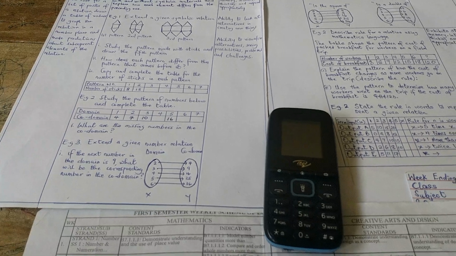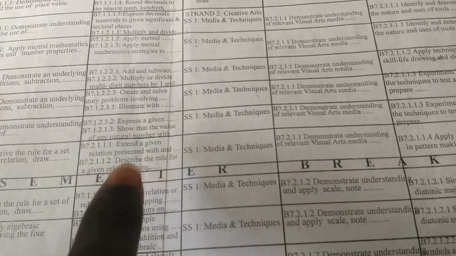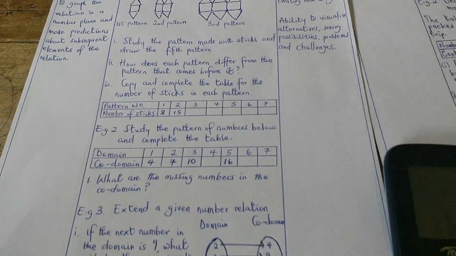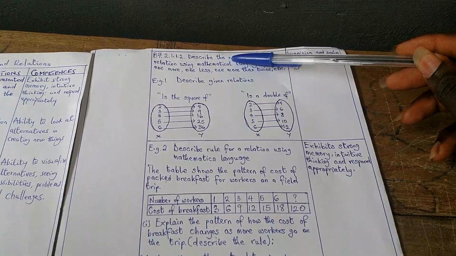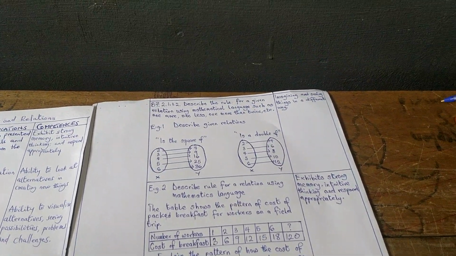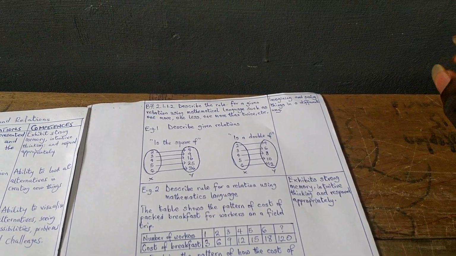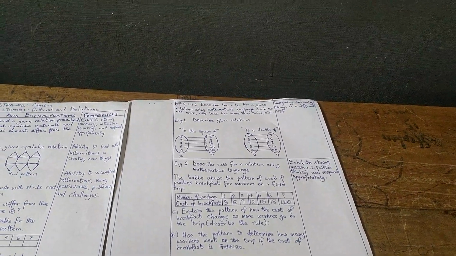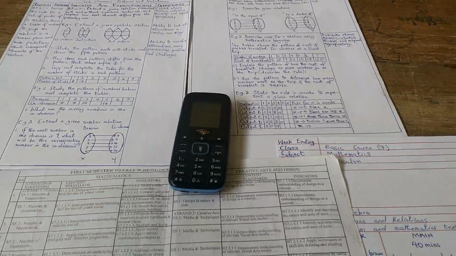And also, when you come down there, you can see written: describe the rule for a given relation, and that one too you will also see in the curriculum. It says: describe the rule for a given relation using mathematical language such as one more, one less, one more than twice, etc. So that is what we are to teach on the 8th week.